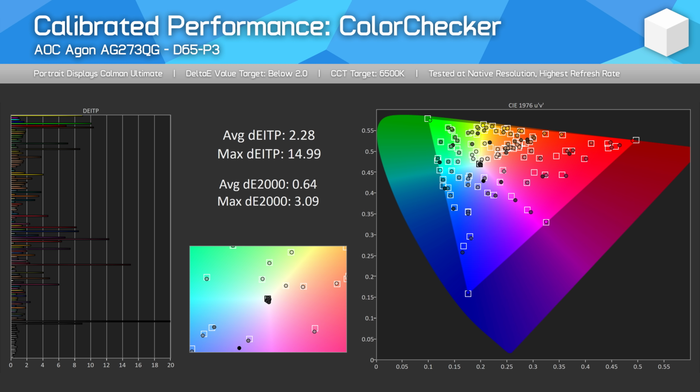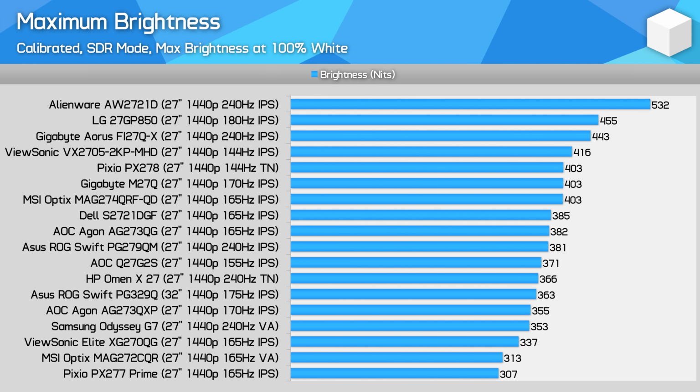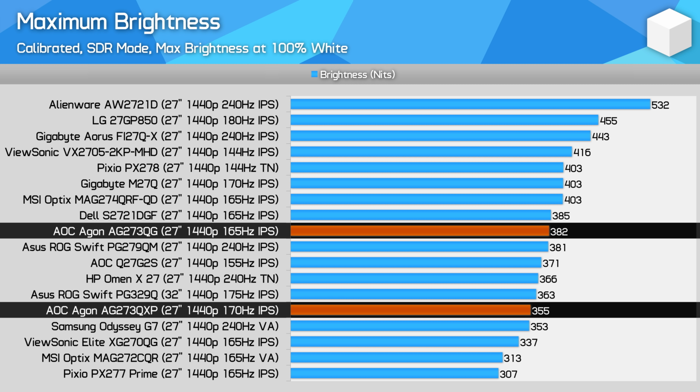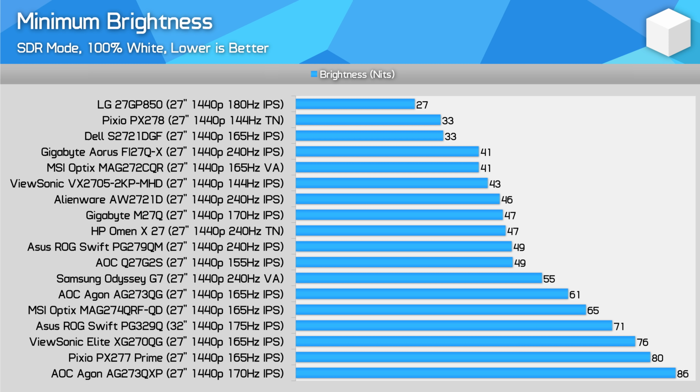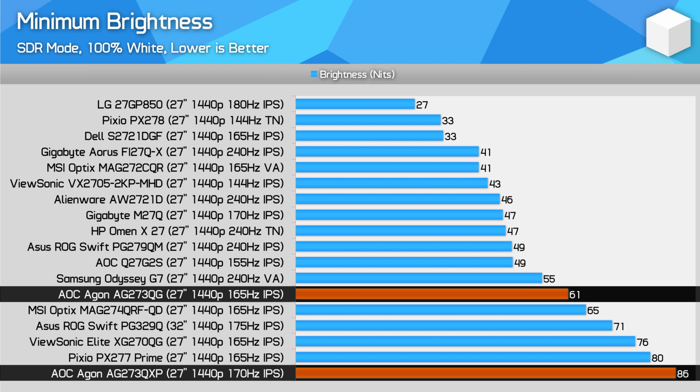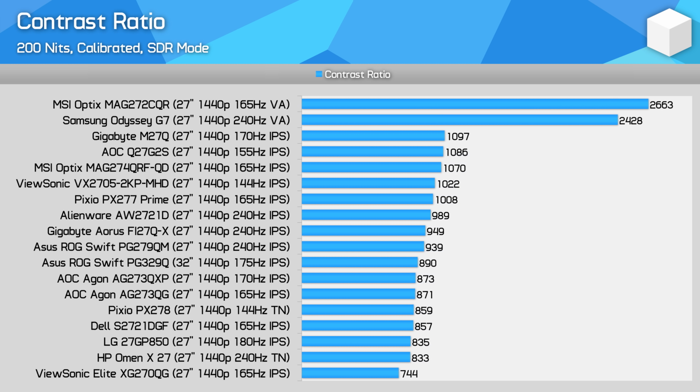Peak brightness is good from the AG273QG, coming in 8% higher than the AG273QXP, which isn't unusual to see. Both are around the 350 nit mark that AOC specifies for these monitors in the spec sheet. Minimum brightness, on the other hand, is lower with the G-Sync variant and more suitable for gamers that like playing in dim environments. Something that does not differ between each model is the contrast ratio.